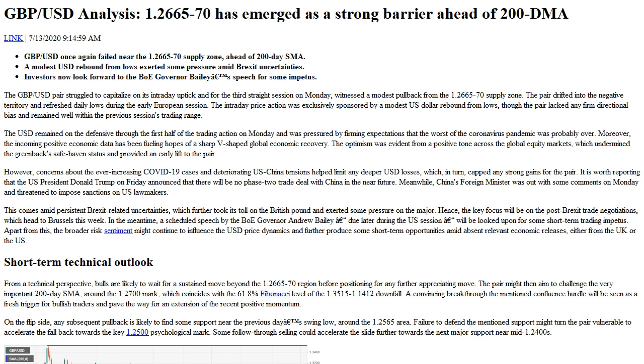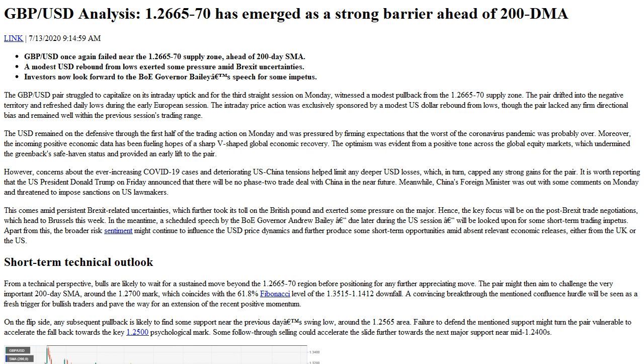Short-term technical outlook. From a technical perspective, bulls are likely to wait for a sustained move beyond the 1.266570 region before positioning for any further appreciating move. The pair might then aim to challenge the very important 200-day SMA, around the 1.2700 mark, which coincides with the 61.8% Fibonacci level of the 1.3515-1.1412 downfall. A convincing breakthrough of the mentioned confluence hurdle will be seen as a fresh trigger for bullish traders and pave the way for an extension of the recent positive momentum.